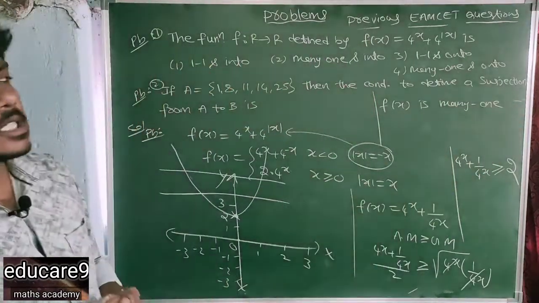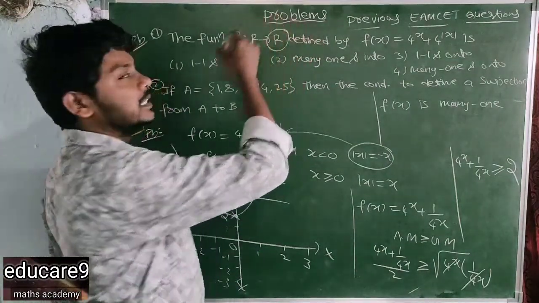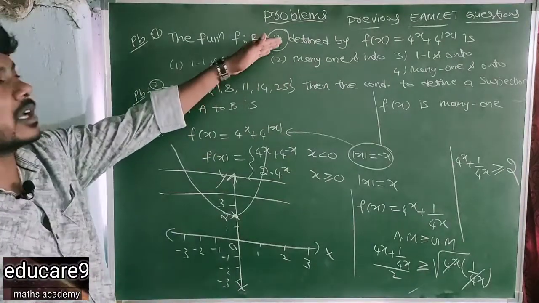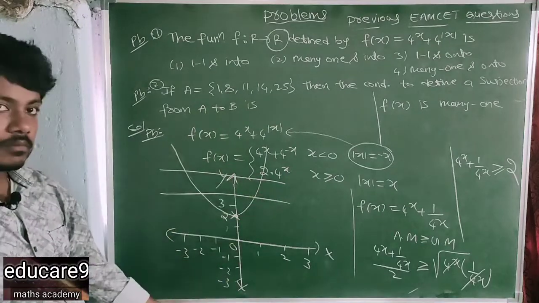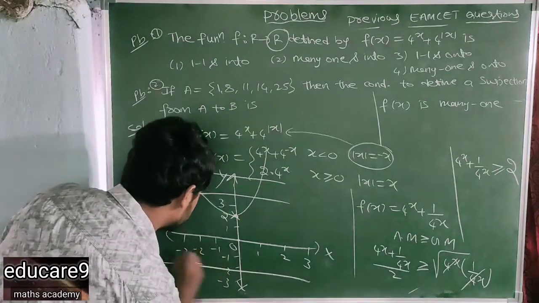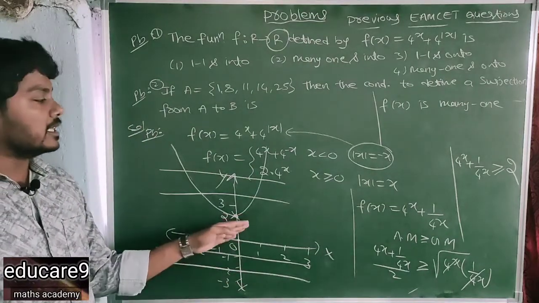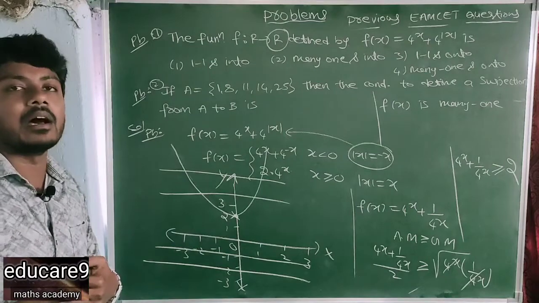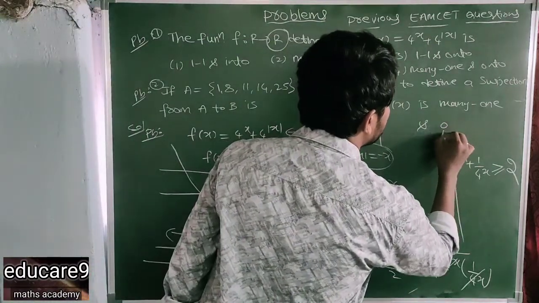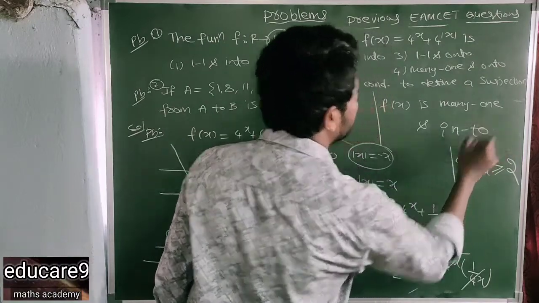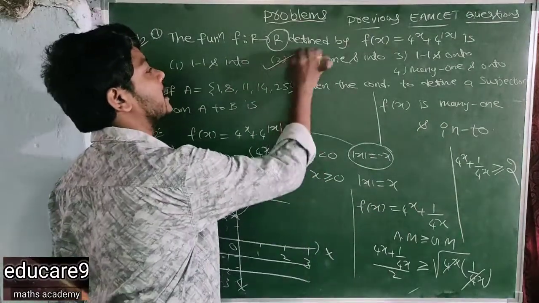Now for onto function, we have to observe the codomain, that is R. Here y values are R. Therefore draw the horizontal lines below 1. Now these horizontal lines do not touch the given graph. So in this case f of x is not onto, that is, into function. Therefore f of x is many-one and into. Second option.